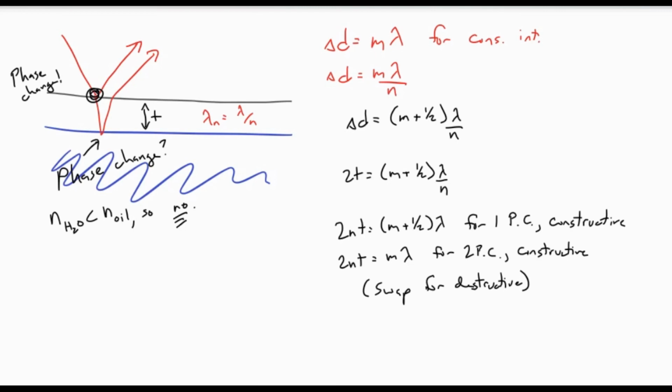So really, it's 2nt equals m plus 1/2 times lambda for one phase change and constructive interference. But any change will toggle that 1/2 on or off. And there you go. That's the equation for thin film interference.